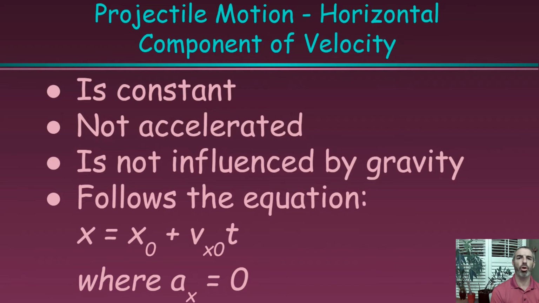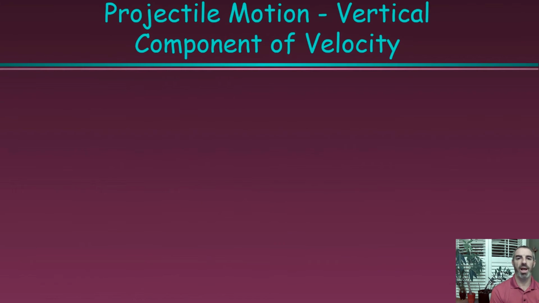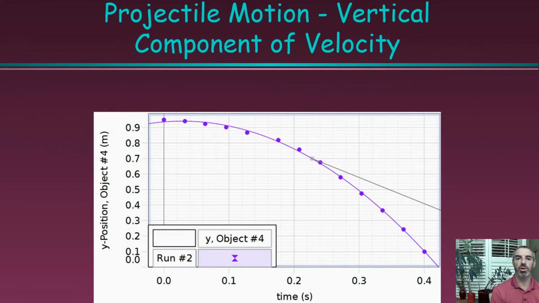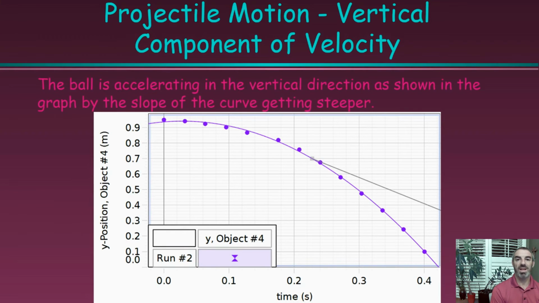Now let's look at the vertical direction. The vertical direction has this curve, which shows that the tangent line slopes are getting steeper. Well, with the tangent lines getting steeper, what that tells us is that the speed is increasing. The slope's getting steeper and steeper as time goes on, which means that the y direction is speeding up.